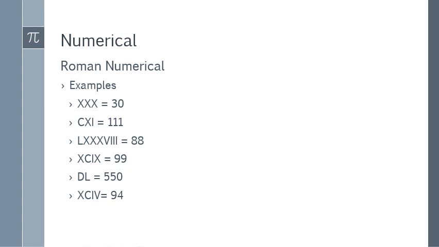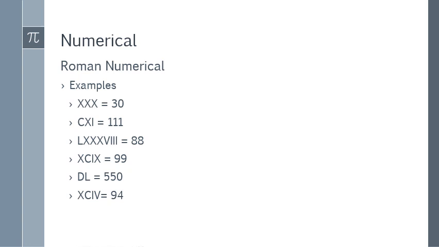The third value is LXXXVIII. Here the L represents 50, the triple X represents 30, the V represents 5, and the 3 times repetition of I represents 3. So 50 plus 30 plus 5 plus 3 is equal to 88.